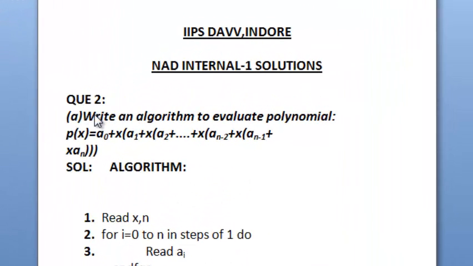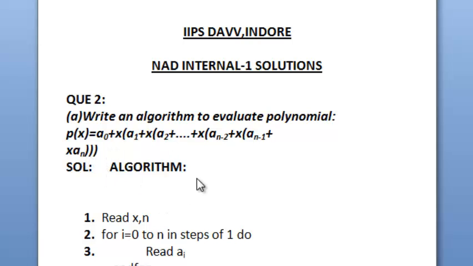The question 2 is, write an algorithm to evaluate the polynomial p(x) = a0 + x(a1 + x(a2 + ... + x(a(n-2) + x(a(n-1) + x·an)))...).